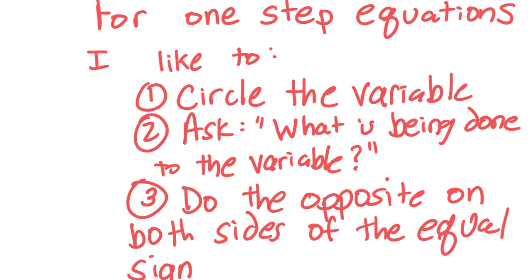For one-step equations, I like to do three different things. One is I circle the variable. Then I know that's what I want to get all by itself on that side of the equal. And then I ask, what is being done to the variable? And number three, I do the opposite on both sides of the equal sign. Let me show you some examples. I'll do 3 examples for 4.1 and 3 examples for 4.2.